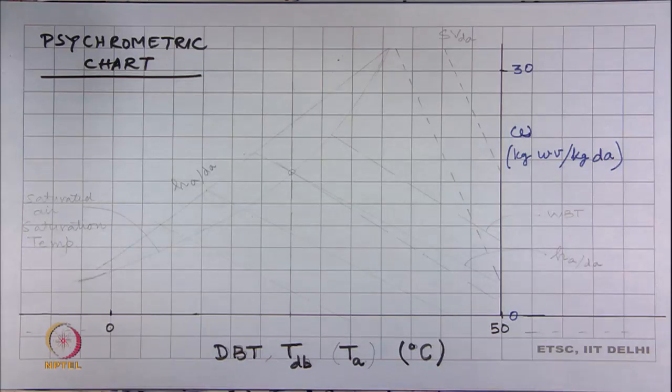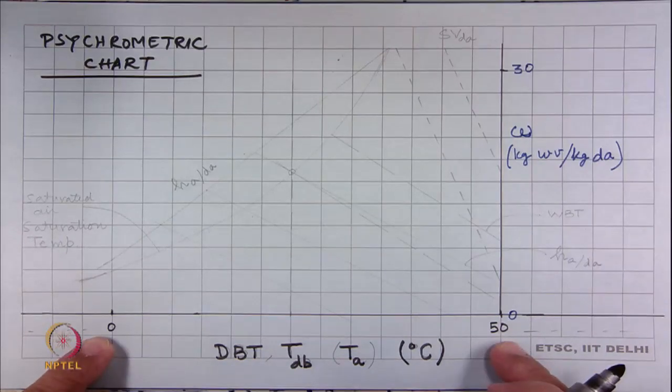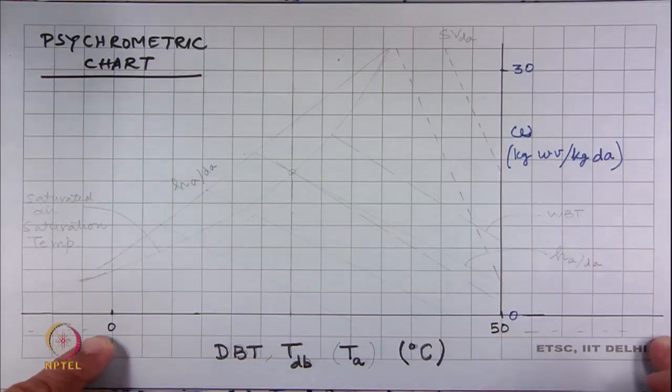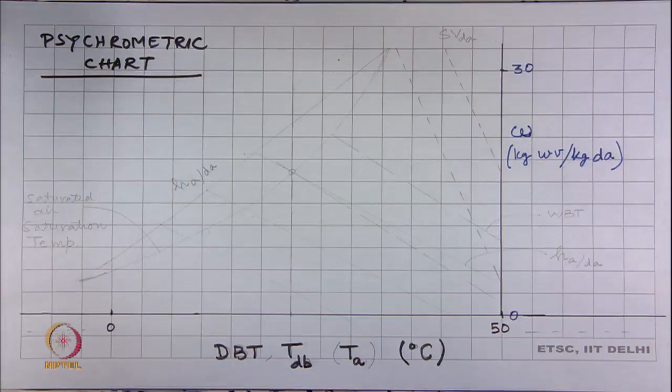But there are other graphs that you will see where instead of 0 to 50, it goes say 0 to 80 degrees Celsius. And these days, of course, all of this has been programmed, and you get nice online resources or programs or interactive software where you can do all the things which we are talking of doing manually.